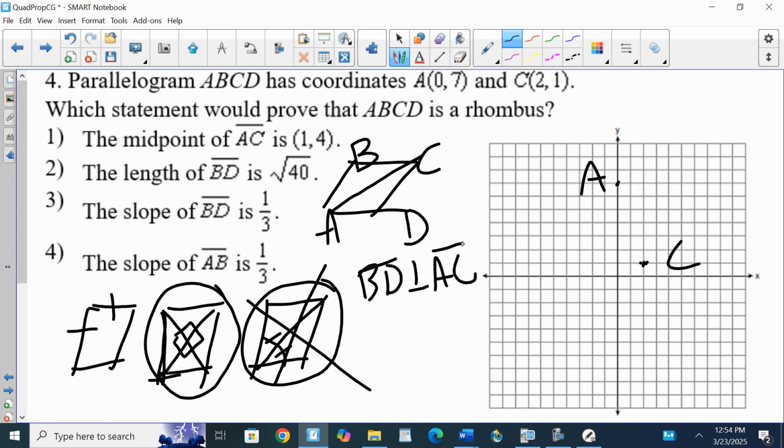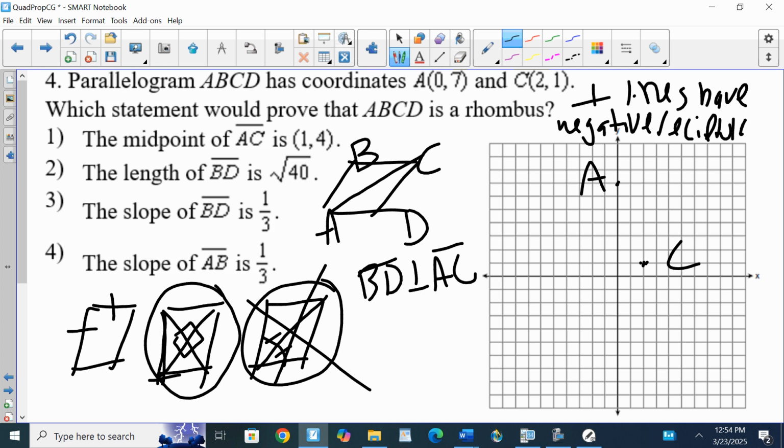So perpendicular lines have negative reciprocal slopes. So I'm going to find the slope of AC. Delta y over delta x. It's down 1, 2, 3, 4, 5, 6. Right, 1, 2. Down 6 over 2.